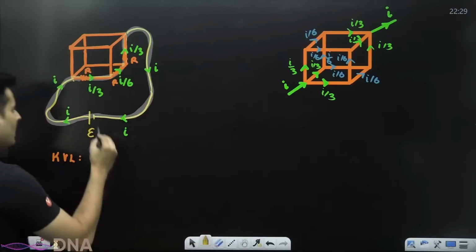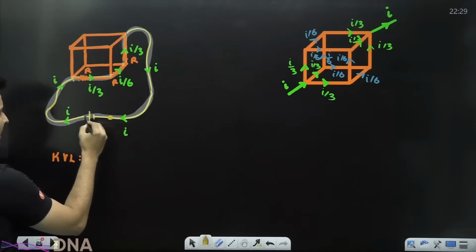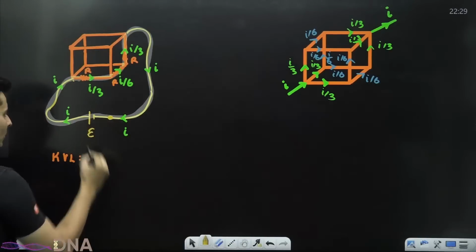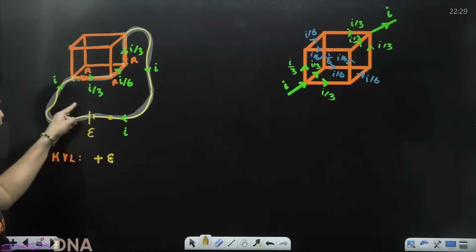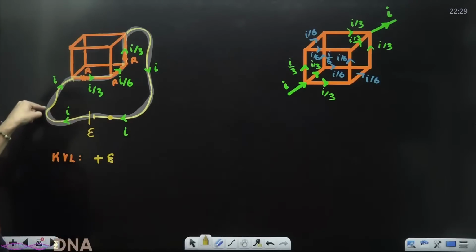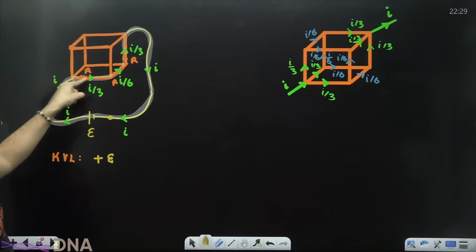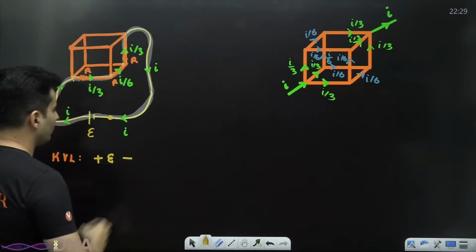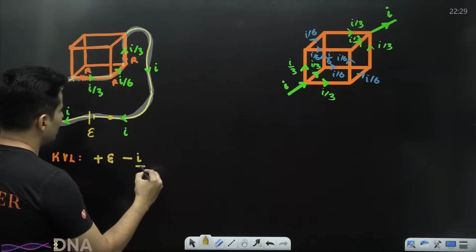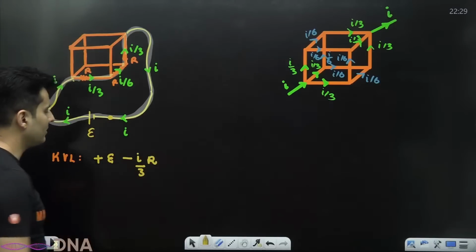Come on. Let's start from here. Starting here, I reach negative, go to positive. So there is a jump. So plus E. So negative to positive, jump. Go like this, nothing here, reach here. Go across the resistor in the current's direction. So I will drop how much? Current, which is I by 3 into resistance.